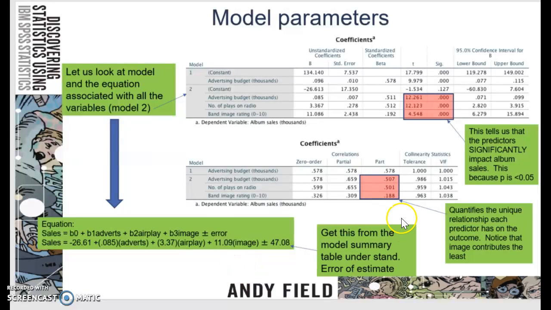Okay, so your correlation coefficients quantify the unique relationship each predictor has on the outcome. Notice that the image has the least amount of relationship with sales, and the other two are pretty similar. All right, your T and your significance tells you that each of these variables significantly contribute to the impact of sales. So if one of these was not significant, we might reconsider looking at the model again. But in this case, all 3 of them are significant.